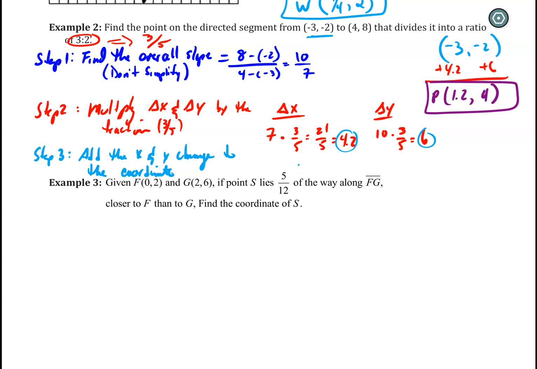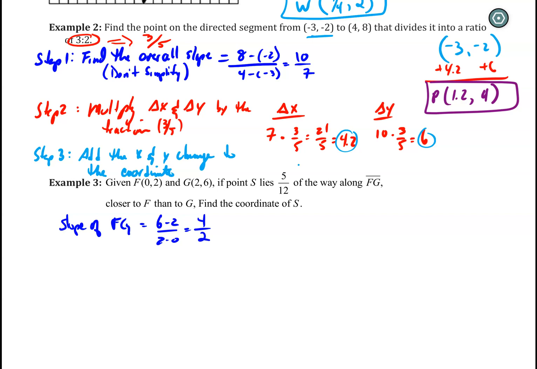All right, one more example. Again, like I said, this is one of those things, the more practice you do with it, the better it will be overall. So step 1, find your slope. So slope of FG equals, that's going to be (6 minus 2) over (2 minus 0). So I got 4 over 2. Again, do not simplify.